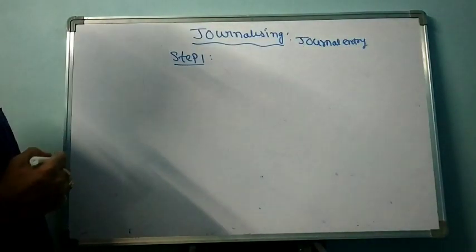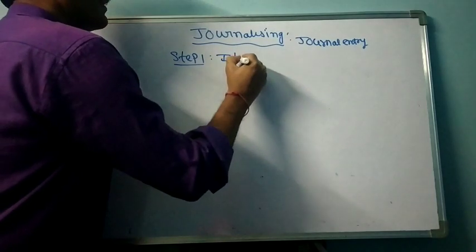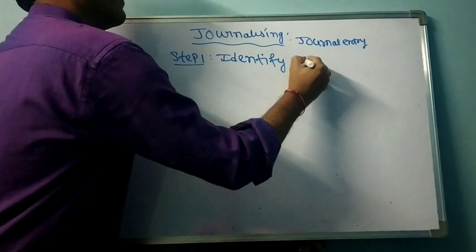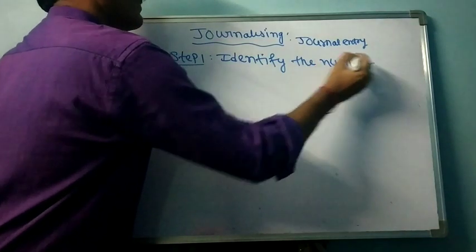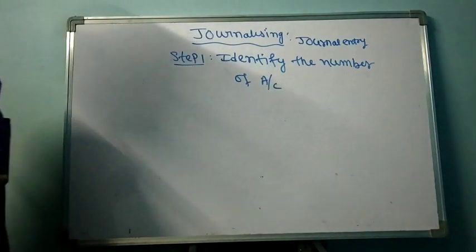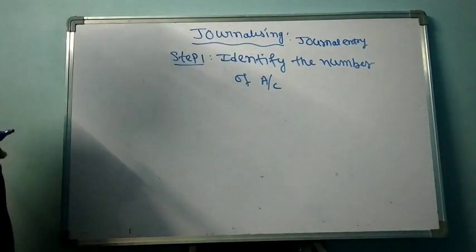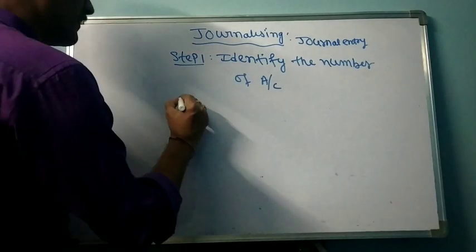Journalize the following transactions. Step number 1: identify the number of accounts. Identify the number of accounts involved in the transaction. How many accounts are involved in the particular transaction? First you should identify that. That is the first step you should follow at the time of writing the journal entry.